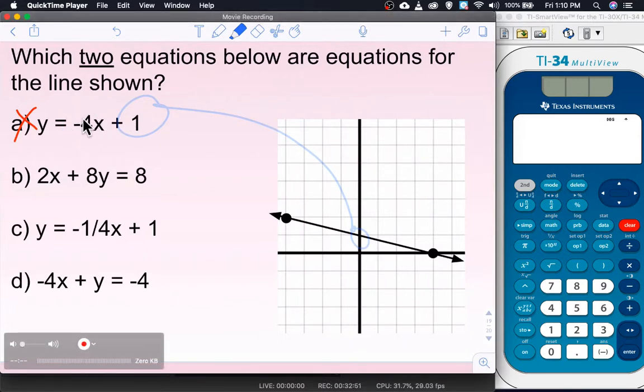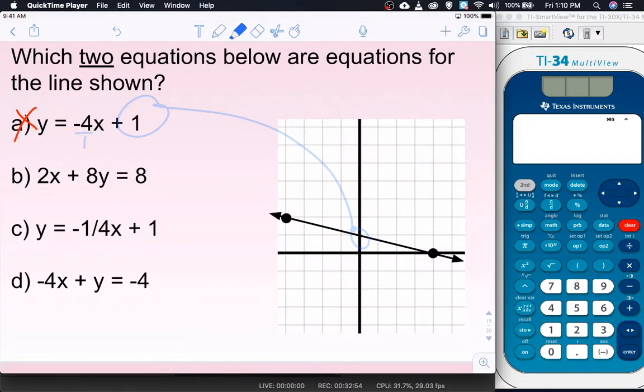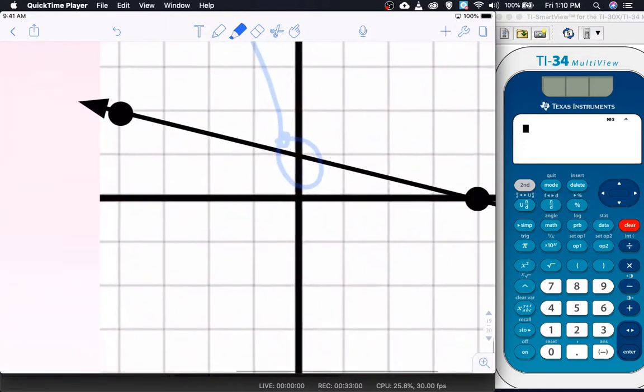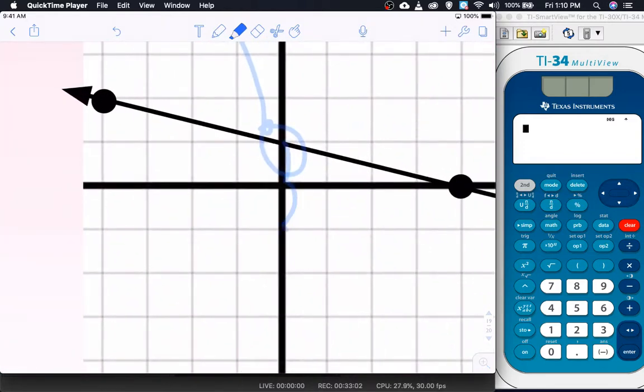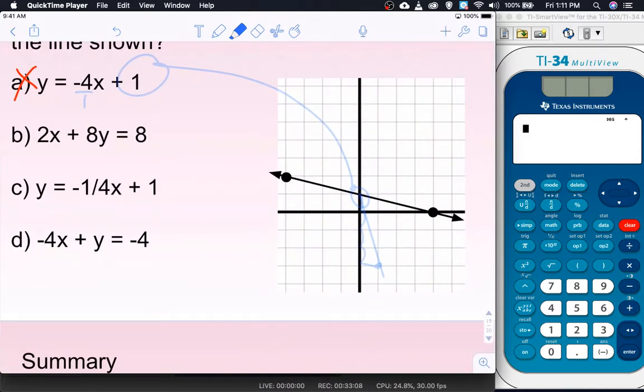This slope of negative 4 over 1 means from that y-intercept, I'm going to go down 4 over 1. 1, 2, 3, 4 over 1. No, my line's not doing this. I can see that right away. So it is not letter A. So let's take letter B.